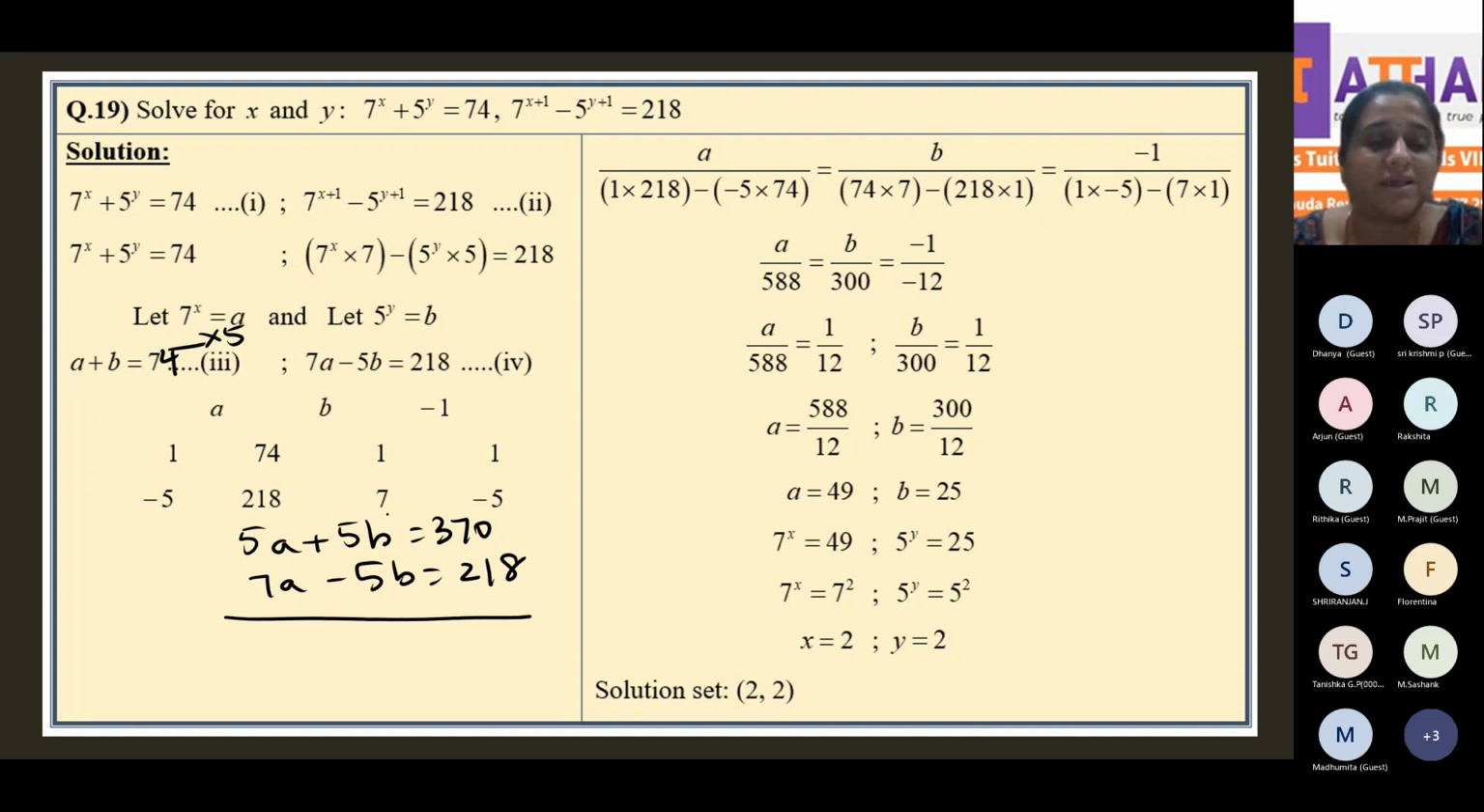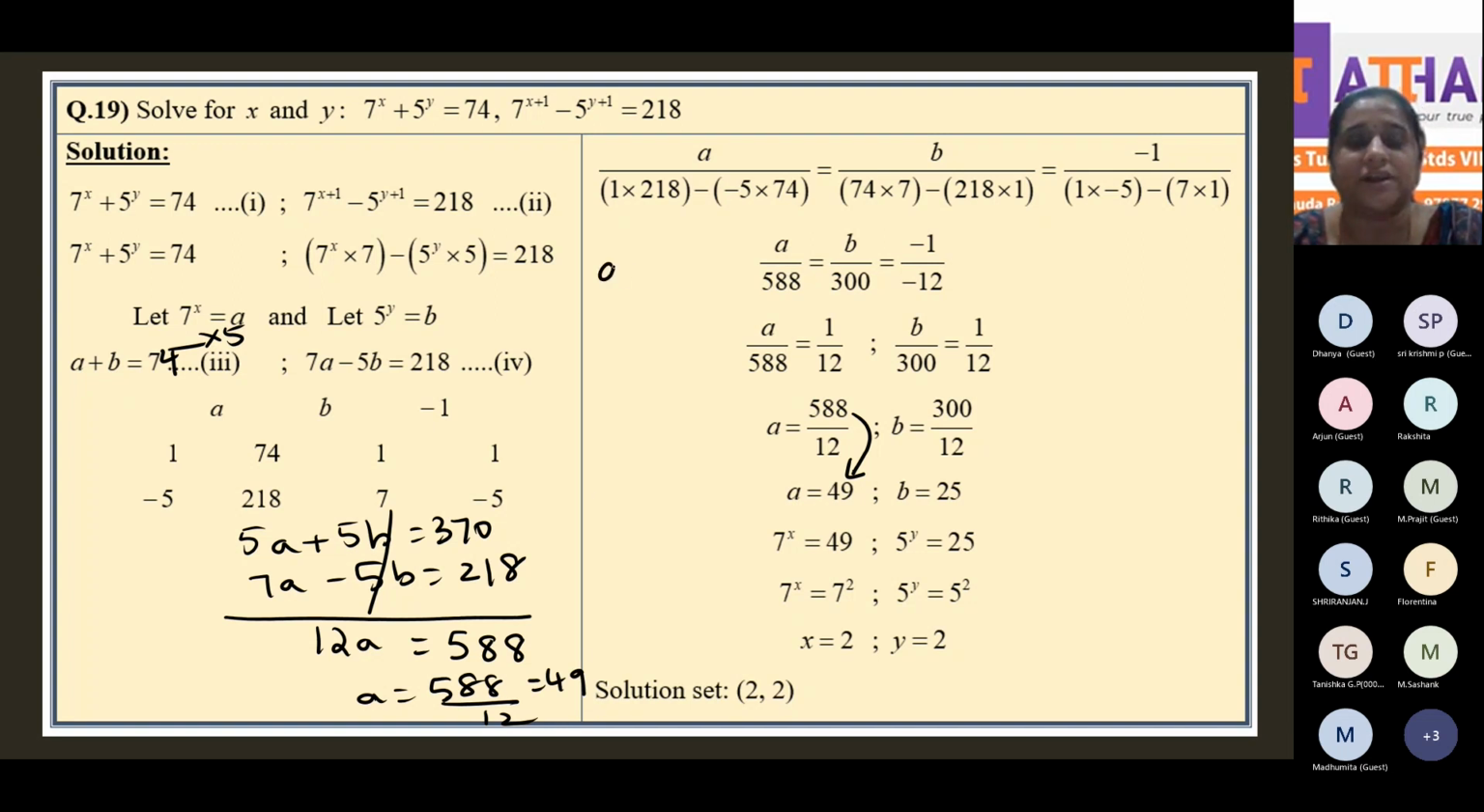Now 5B minus 5B gets cancelled. So you have 12A is equal to 588. So A is equal to 588 divided by 12. I can see it here, it's 49. So it is equal to 49.